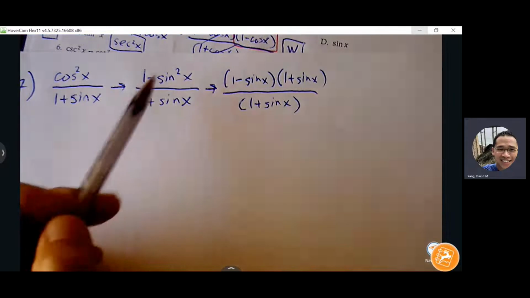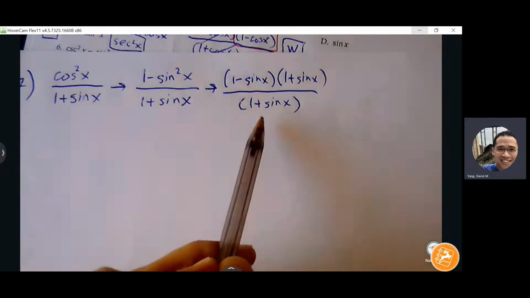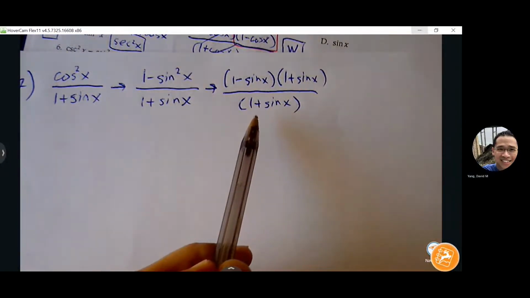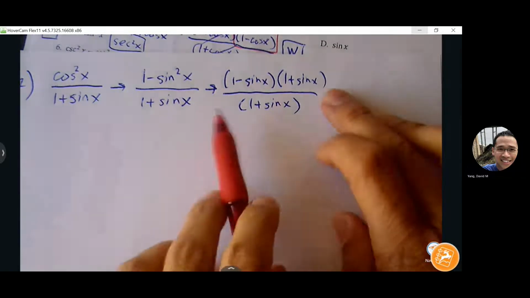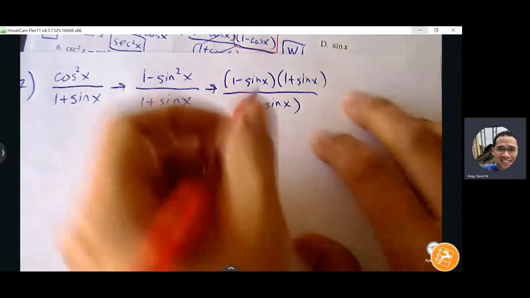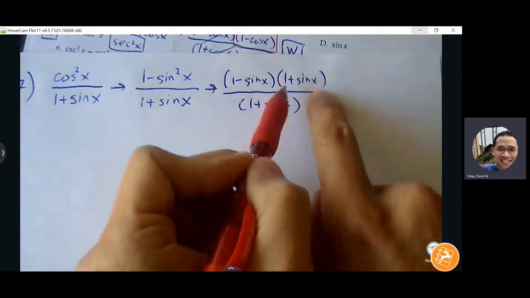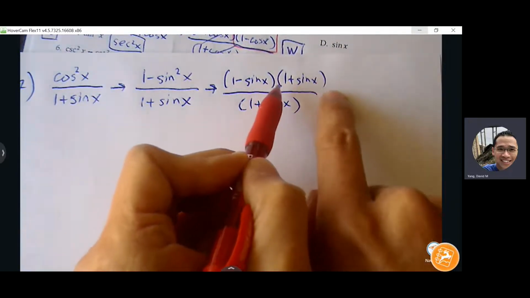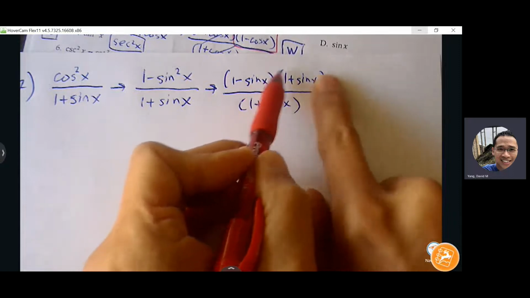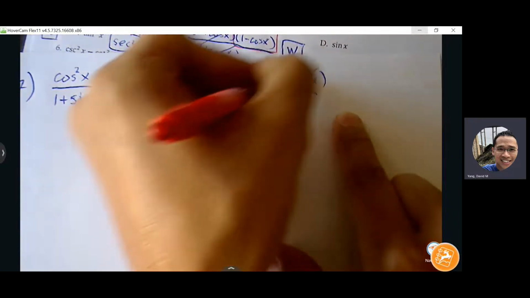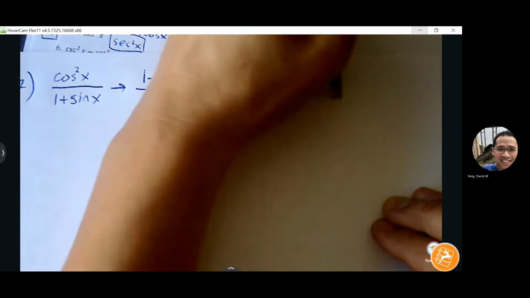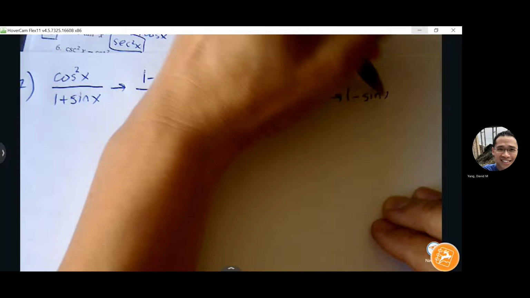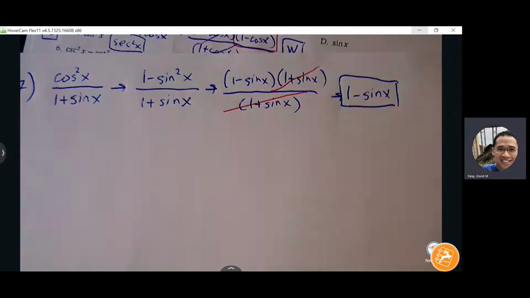So do you see how before we couldn't cancel out, but now can we cancel out? Yes. Okay, because this 1 plus sine x is protected by multiplication, right? There's nothing that's being added to this parentheses, so it's safe. So that's as simple as we can get. Let's see if we can find a match for it.